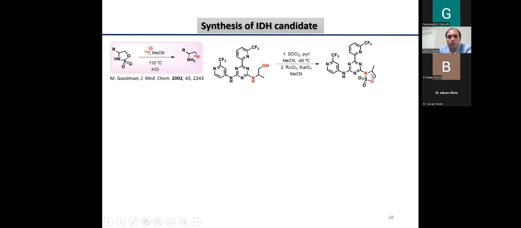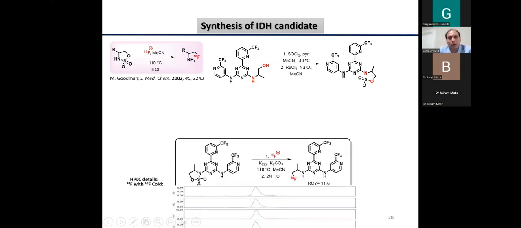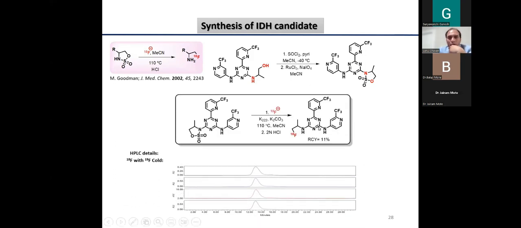And this cyclic sulfamidate we used in the radiolabeling of this molecule, which gave the required radiotracer in 11% radiochemical yield. That we confirmed with HPLC, where we compared this F18 product with the F19 cold standard. Here, this red peak is from the radioactive detector, and these other peaks are from the UV detector. So that's what we are using.